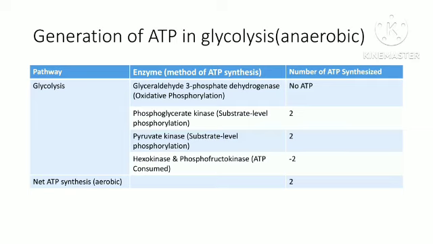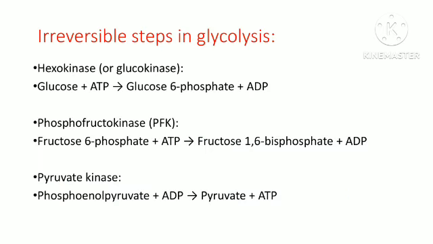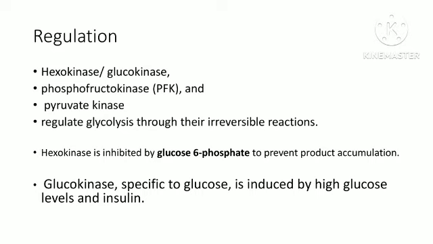Irreversible steps in glycolysis: hexokinase or glucokinase, glucose and ATP to glucose 6-phosphate plus ADP; phosphofructokinase, PFK, fructose 6-phosphate and ATP to fructose 1,6-bisphosphate plus ADP; pyruvate kinase, phosphoenolpyruvate plus ADP to pyruvate and ATP. Regulation: hexokinase/glucokinase, phosphofructokinase, PFK, and pyruvate kinase regulate glycolysis through their irreversible reactions.